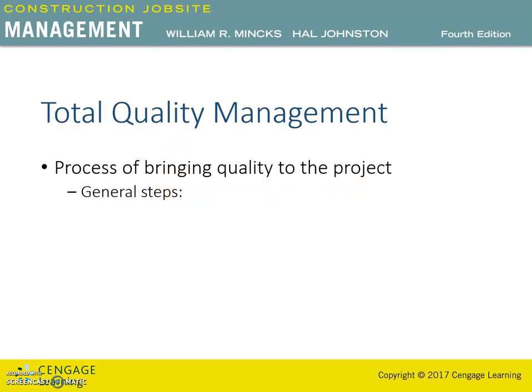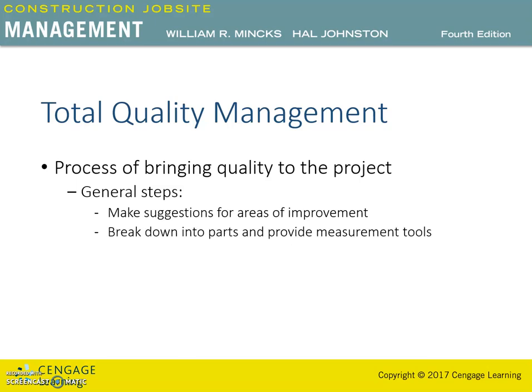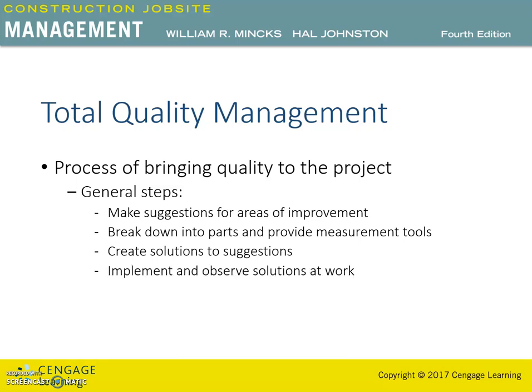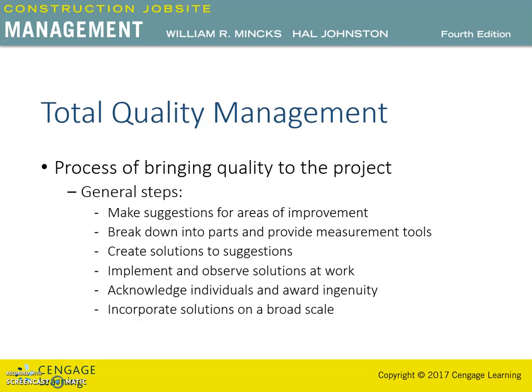The total quality management process, or process of continuous improvement, is generally defined by six broad steps. Make suggestions for the areas of improvement; break down into parts and provide measurement tools; create solutions to suggestions; implement and observe solutions at work; acknowledge individuals and award their ingenuity; and incorporate solutions on a broad scale.